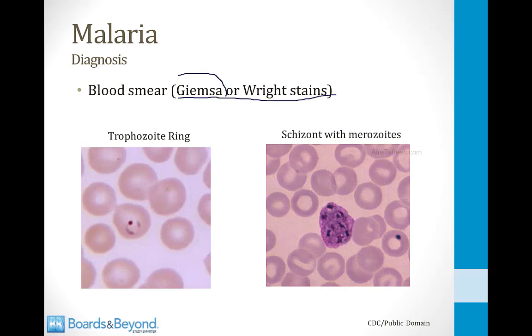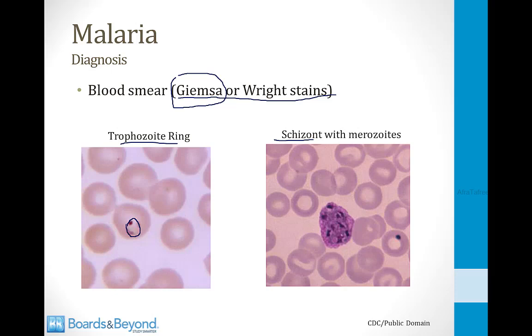Remember that Giemsa in particular was created to identify malaria, and it's very good for intracellular organisms like malaria. The two things you may see in a blood smear are a trophozoite ring or a schizont. So this is a trophozoite ring. It's a little circle here inside of the red blood cell.